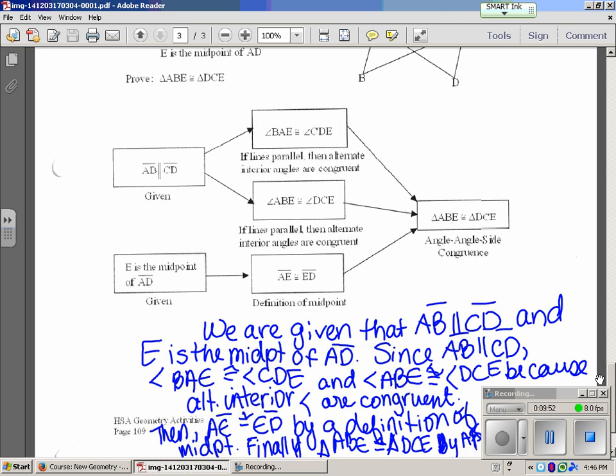So that's what you're going to be doing. Some of the paragraph proofs, you're going to fill in the blanks, and some of them you're just going to have to write your own. So do the best that you can with your proofs.